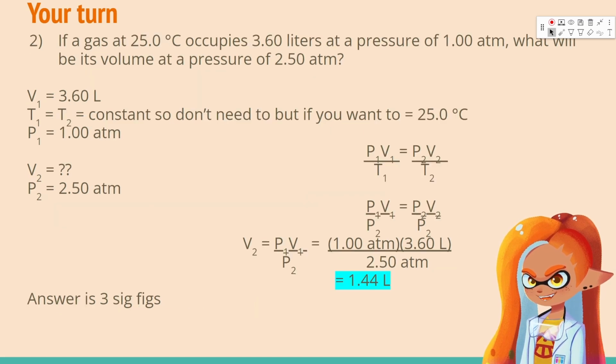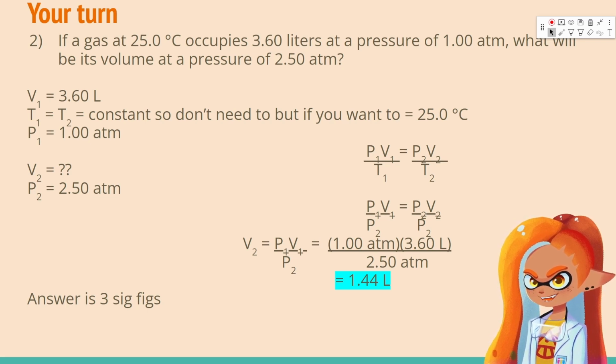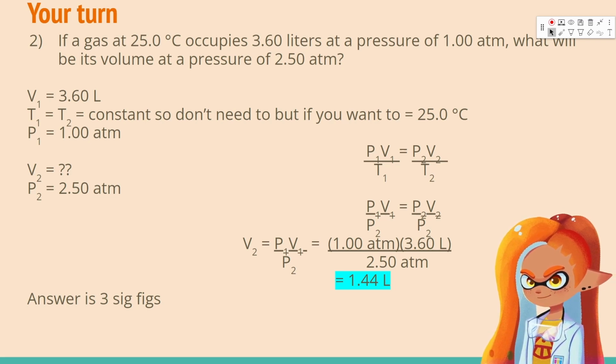In the second one, I did the same thing. I reorganized my information. It says the gas is at 25 degrees Celsius. Now, it doesn't mention a second temperature, so the assumption is it's constant, which is why I have T1 equals T2 as written on the screen. So just keep that in mind.